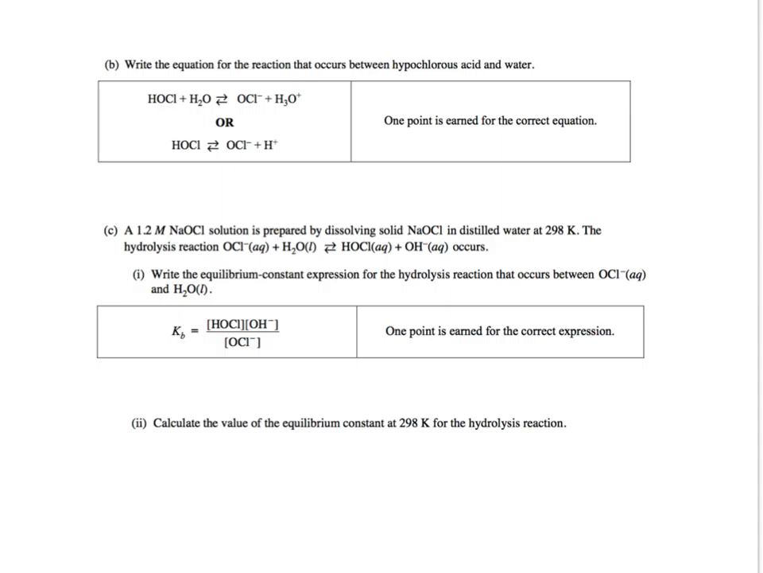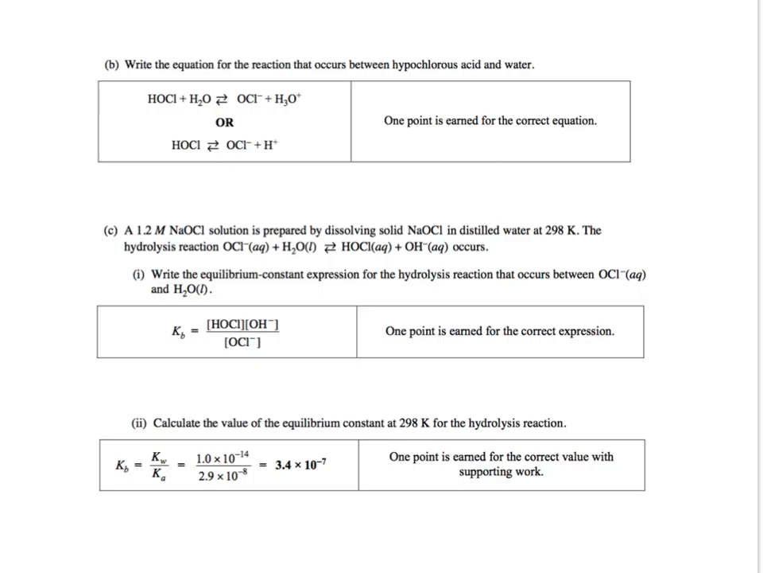And then finally, you need to calculate the value of the equilibrium constant. So, what can you do here? You have the Ka, and you're looking for the Kb, and you will use the relationship that we've talked about many times in the past, that Ka times Kb is equal to 1 times 10 to the negative 14th. So that enables you to get the value of Kb.